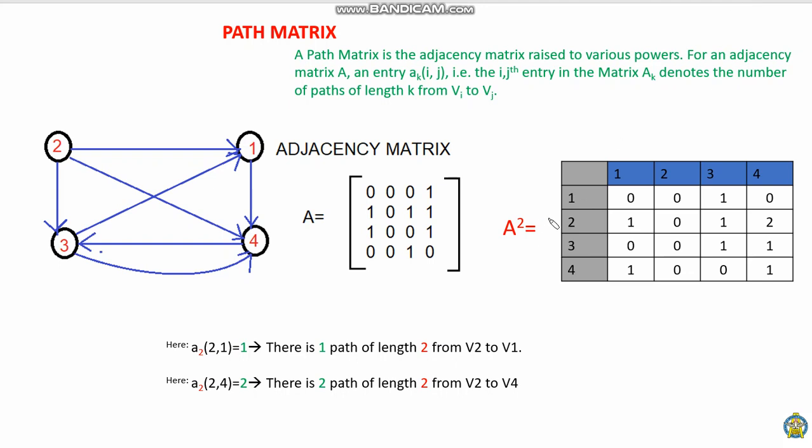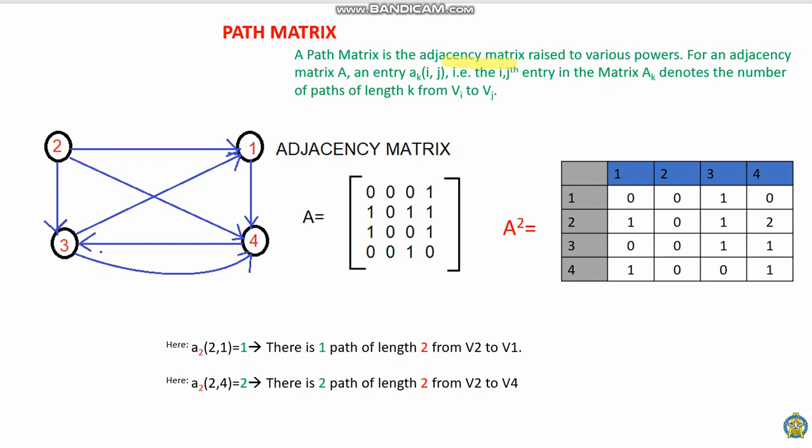Difference, we are going to see what is a path matrix. A path matrix is nothing but a modification or a representation that is used from the adjacency matrix. So path matrix is nothing but an adjacency matrix raised to various powers. We shall see this part after having gone through the explanation.